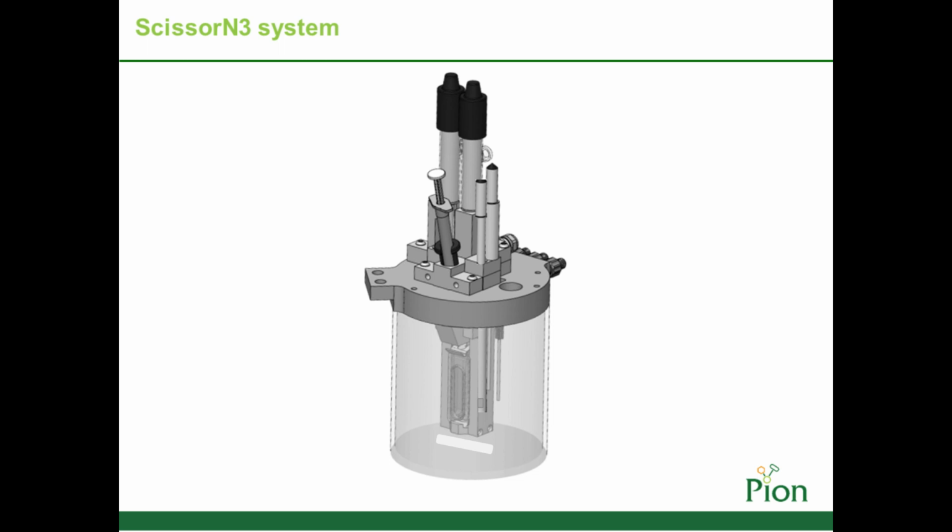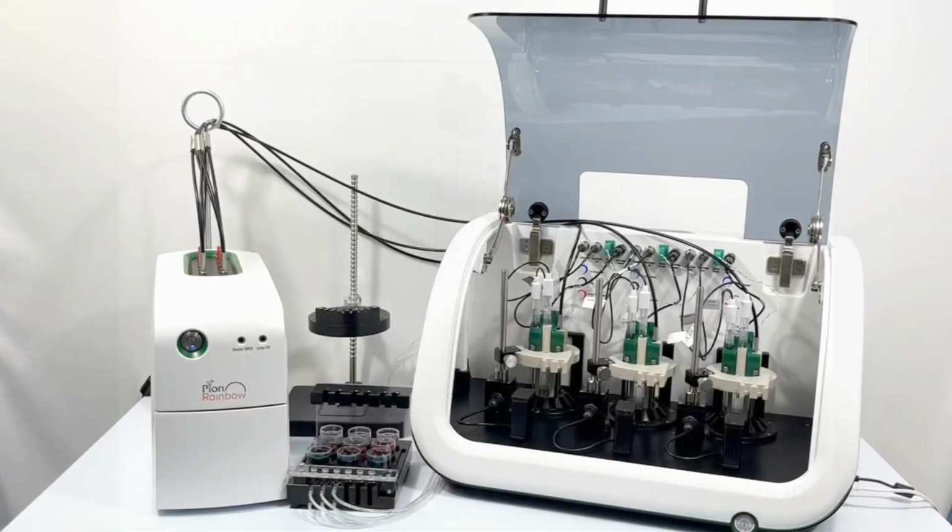And we can go ahead now and have a look at the system in action, see the parts, how they fit together, and how this couples with our Rainbow technology. Today we'll look at the SCISSOR N3 coupled with the Rainbow R6 technology, and we'll give you an overview of the system, how it works, and how it's put together.